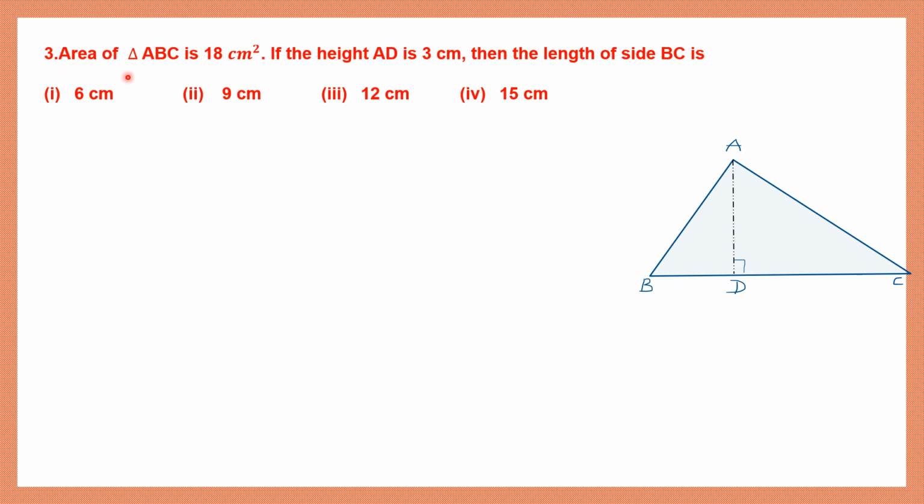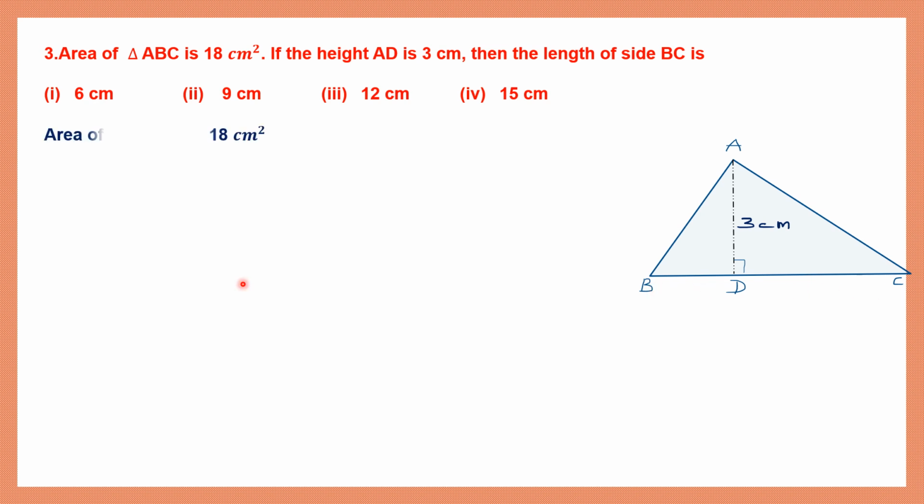Question 3. Area of triangle ABC is 18 centimeters square. So here we have triangle ABC, A, B and C. This area is 18 centimeters square. The height is given to us. The height is 3 centimeters. So we can write that the height AD is 3 centimeters. Now we need to find the length of side BC, that is this one, which is the base.